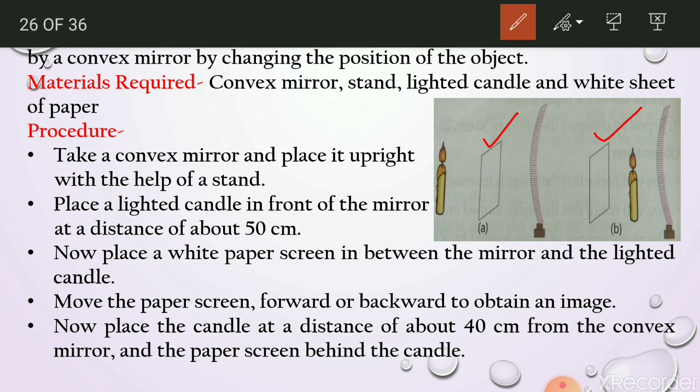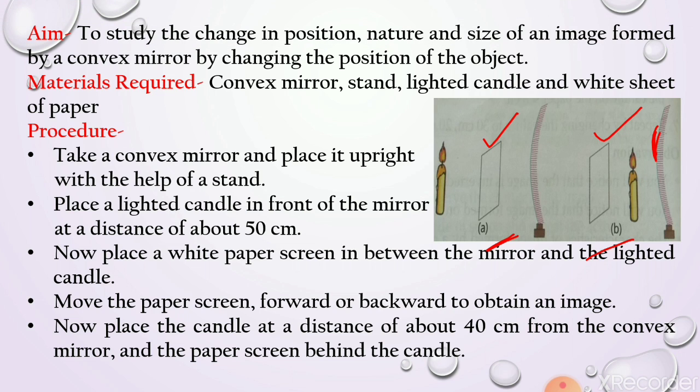In this case also we are not getting any image of the lighted candle flame on the paper sheet. Why are we not getting it? Because here images are not forming on the surface in front of the mirror. No image is formed in front of the mirror. And why is it not formed? Because light rays are not meeting at this point. Light rays are appearing to come from behind the mirror.